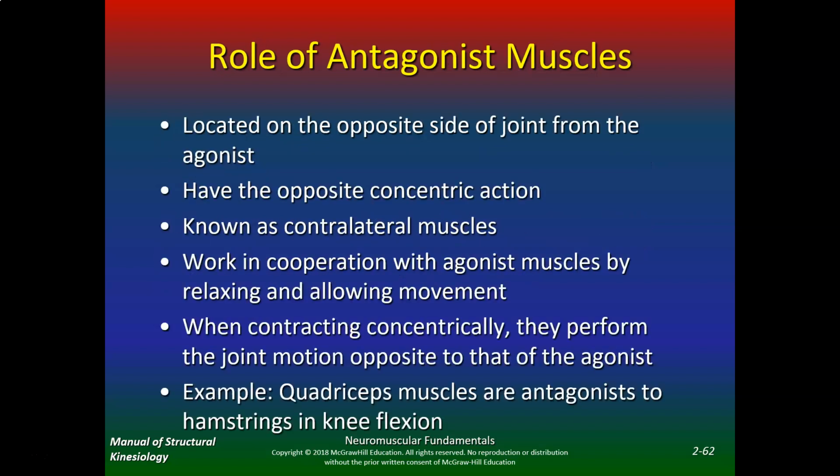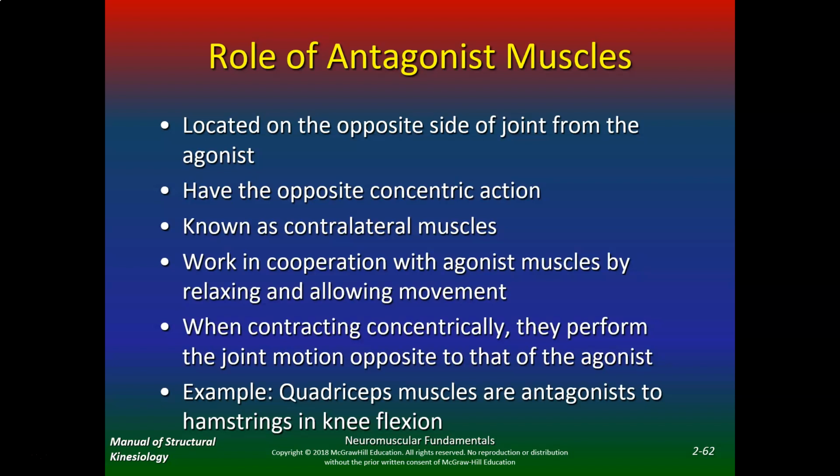Now the antagonist is located on the opposite side of the joint from the agonist, has the opposite concentric action, known as contralateral muscles, and works in cooperation with agonist muscles by relaxing and allowing the movement. When contracting concentrically, they perform the joint motion opposite to the agonist. So example would be the quadriceps muscles are antagonists to hamstrings in knee flexion.